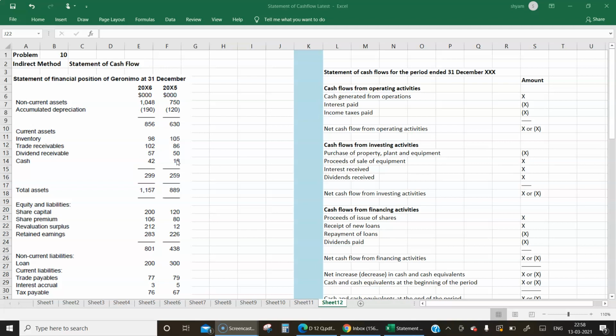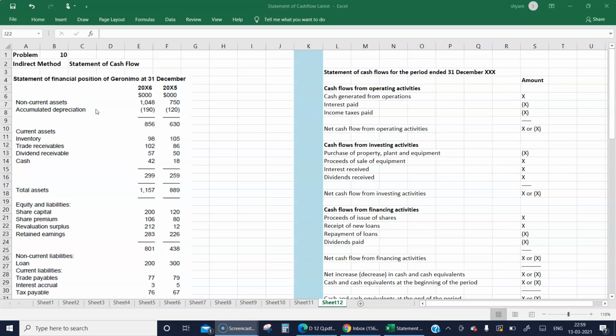So we've come to the last sum in statement of cash flows. So this is again a lengthy problem. So we'll go again through a step-by-step approach like how we went through the last sum. So here we have the statement of financial position.